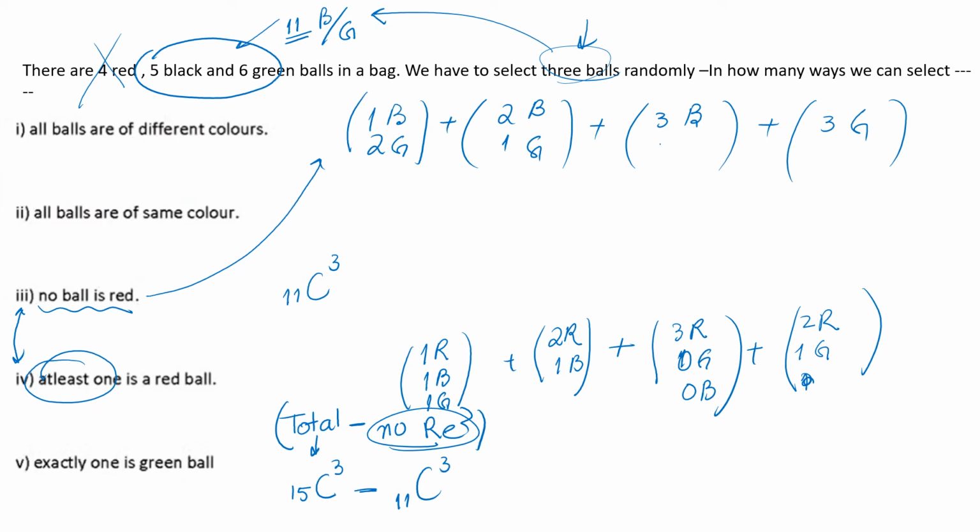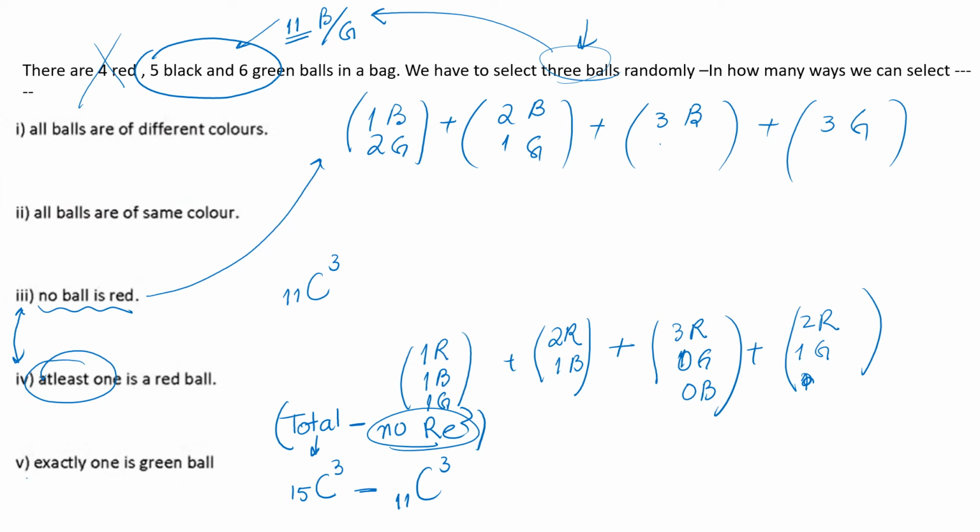So 15C3 minus no red means 11 balls are the remaining balls containing the black and the green balls, and out of those balls you just select the three balls. So if this is understood, then it means that your life becomes so easy. I am relieved that you understand the situation.